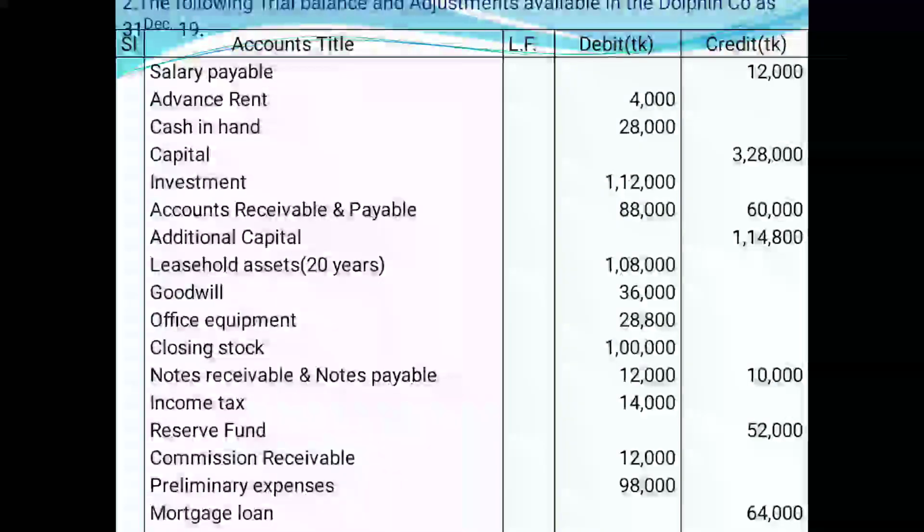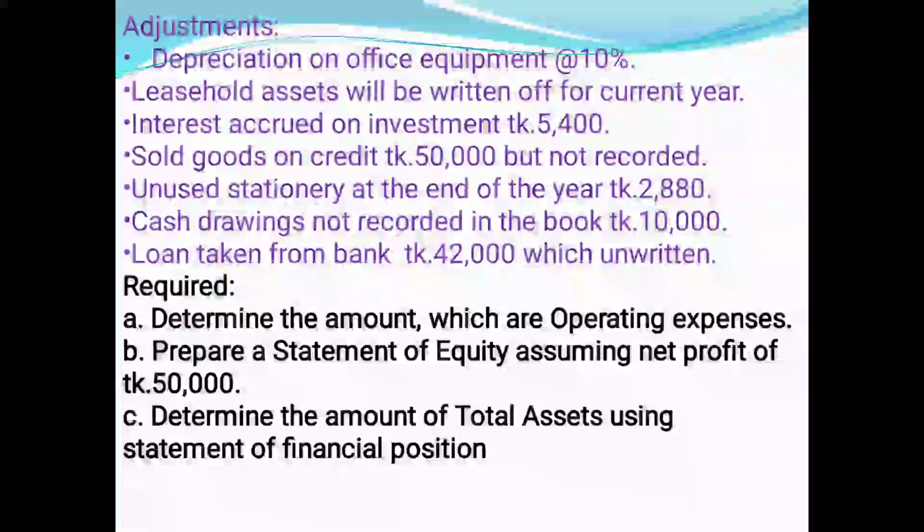Dear learners, I have already discussed all items of trial balance. Now I will discuss the adjustments. The first adjustment is depreciation on office equipment. This adjustment is to be posted two times. The first time is treatment for operating expenses, office equipment depreciation expenses, and second posting is accumulated depreciation, which is to be deducted from the office equipment in fixed asset under statement of financial position.